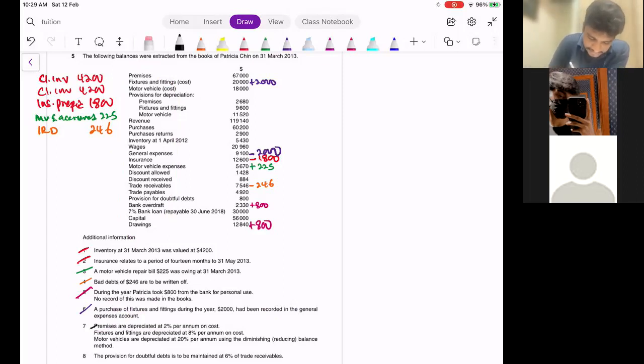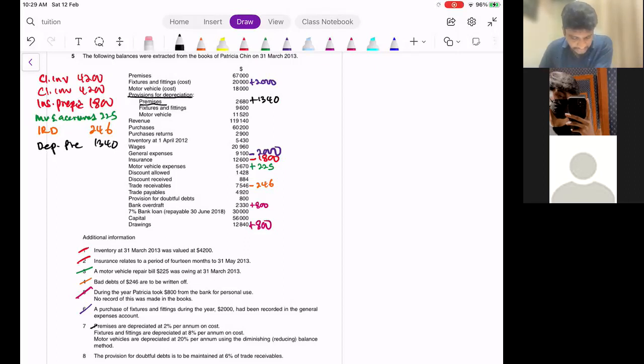1340, I will minus provision for depreciation of the premises, I plus 1340, and then depreciation of the premises 1340. After that, fixtures 8%. So fixtures is 22,000 times 8%.